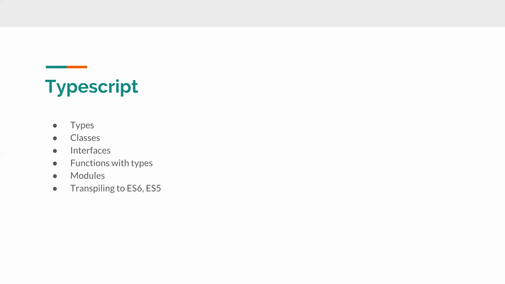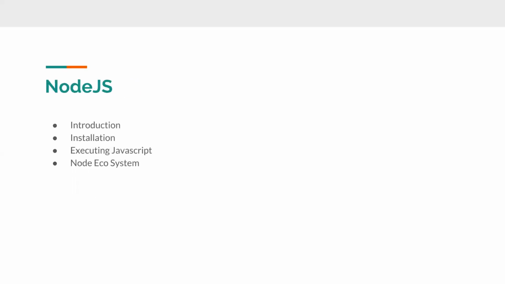So TypeScript introduces types. We'll be able to declare string, number, boolean. Then we have classes. Then we are going to talk about interfaces. Then we have functions with types. I can specify the function parameters as number, string, boolean. I can specify the return type also. Apart from that, we have modules. Then we'll talk about how to transpile the TypeScript code to ES6 compatible code or ES5 compatible code. Apart from that, we are going to talk about Node.js.